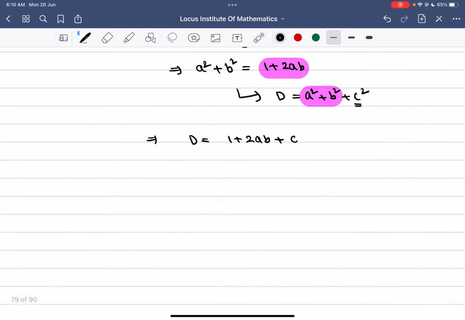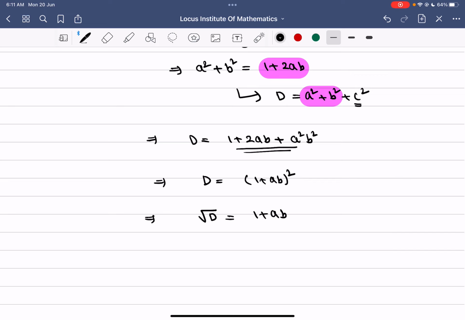Therefore this is A square plus B square. This implies D is equal to, now this is 1 plus 2AB plus A square B square. So now this is a perfect square. So this is equal to 1 plus AB whole square. That implies square root of D is equal to 1 plus AB.